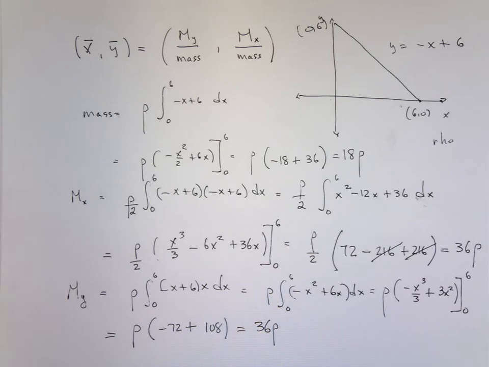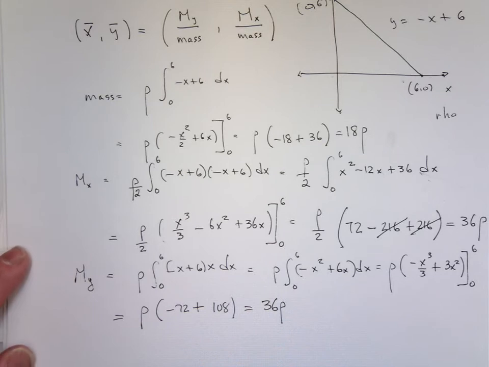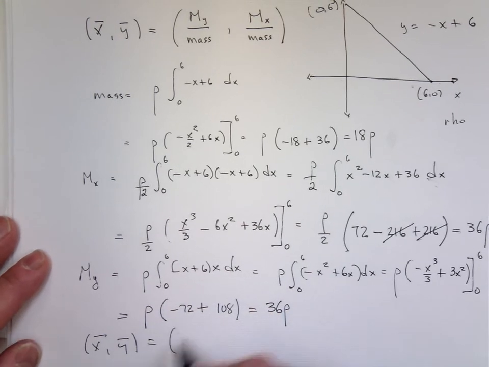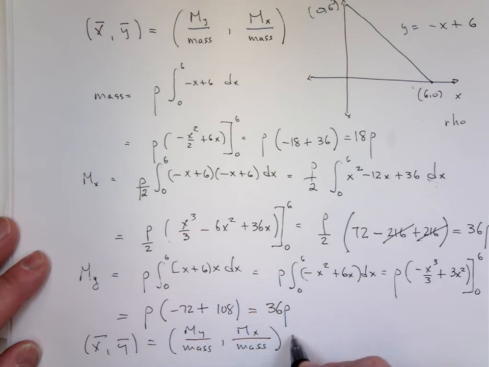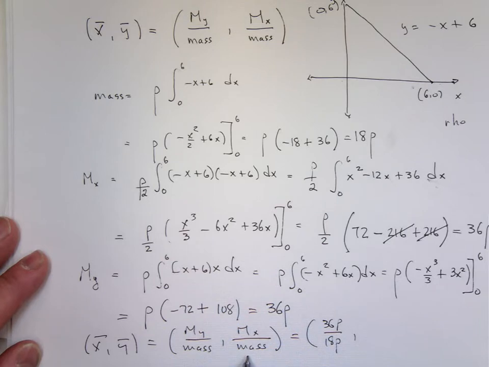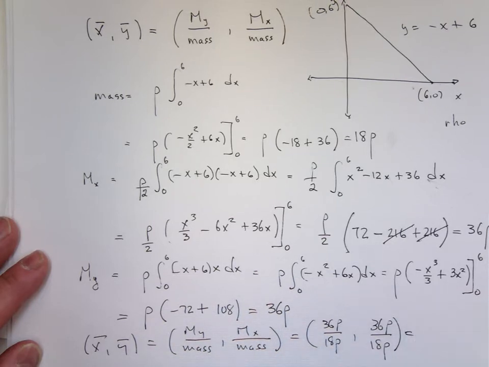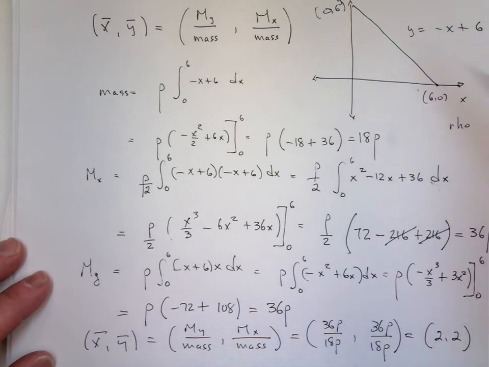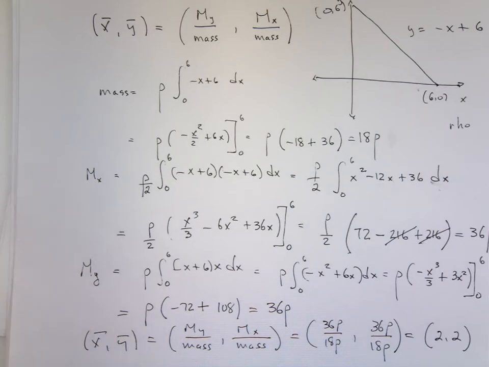Okay. X bar, Y bar, the centroid, is equal to the moment from the Y axis over the mass, and the moment from the X axis over the mass. Moment from the Y axis, 36 rho over the mass, 18 rho. Moment from the x-axis, 36 rho over the mass. Rho's cancel, 36 over 18 is 2. We get the point 2, 2, which is exactly what we got when we did it by intersecting the two medians. So it comes out perfect. It's at that point that that triangle would balance on the head of a pin. Okay?